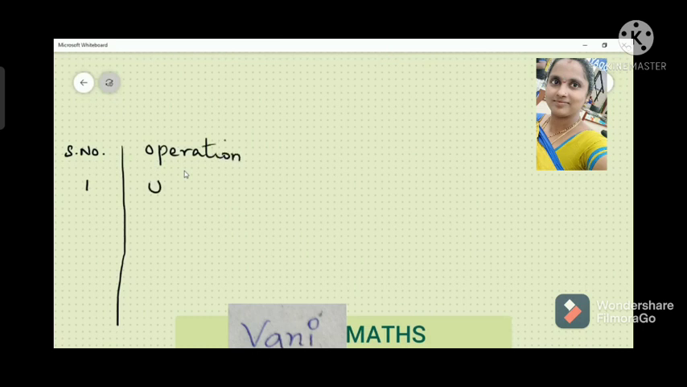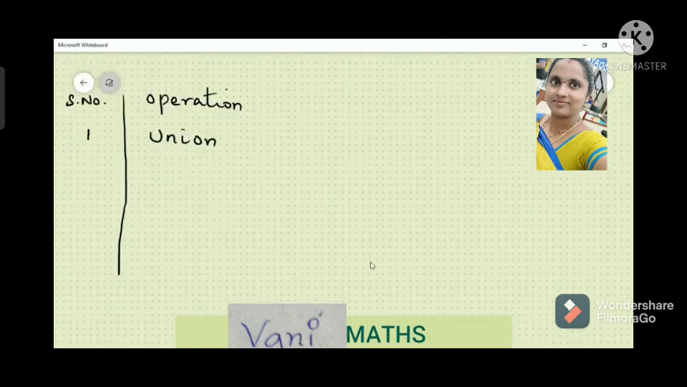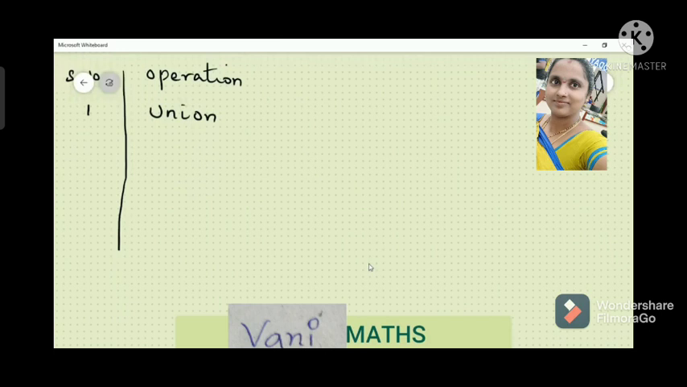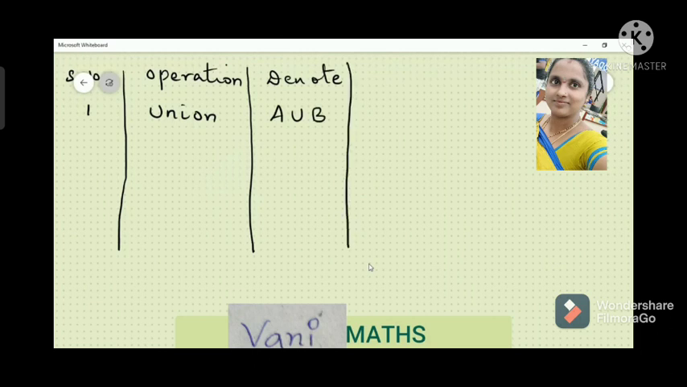First, let us take union. Start with union. Operation union. How do we denote it? We denote that as A union B. How do we define it? We write it in set builder form. A union B is equal to the set of x such that x belongs to A.